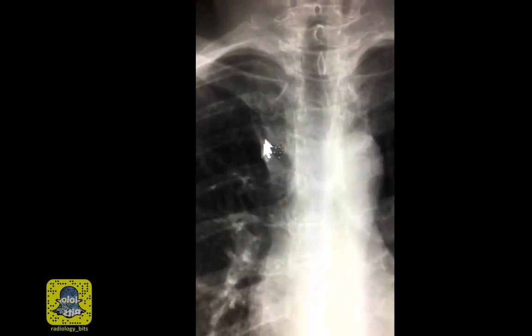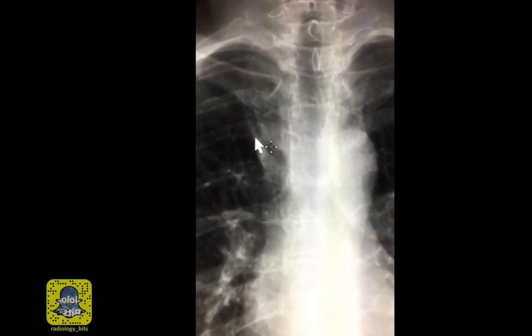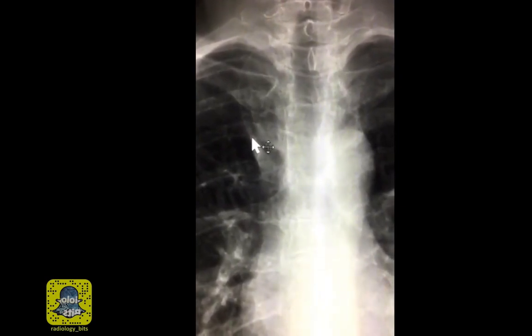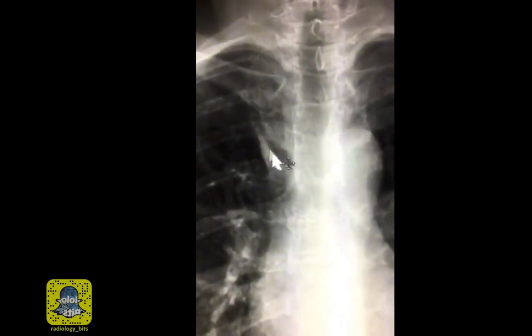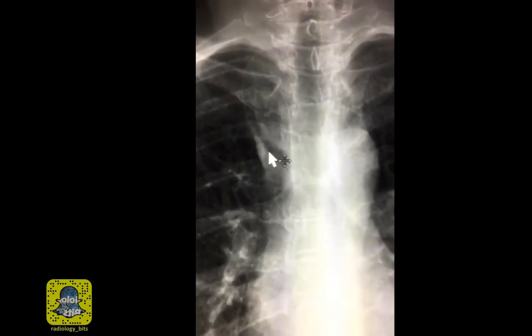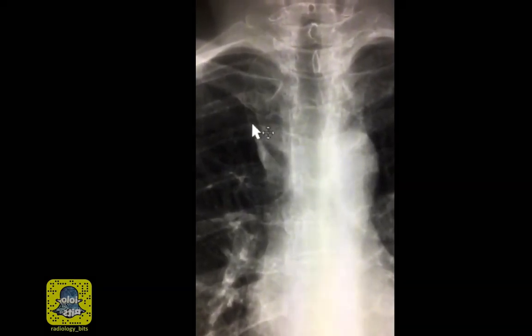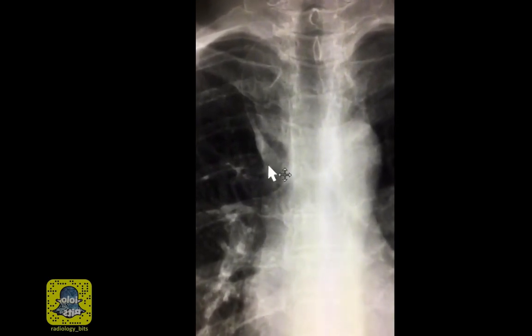So let's summarize what we have learned today. First, there is an accessory azygous fissure, which is a normal variant that is commonly seen. Since it results from invagination of the azygous vein as it descends from the apex all the way down, you could see the azygous vein itself at different levels. Do not confuse the azygous opacity for a nodule.